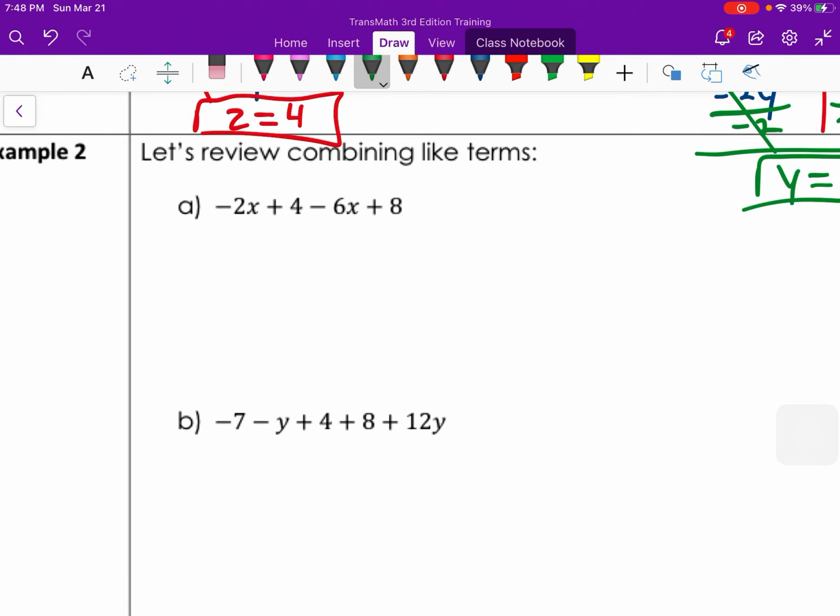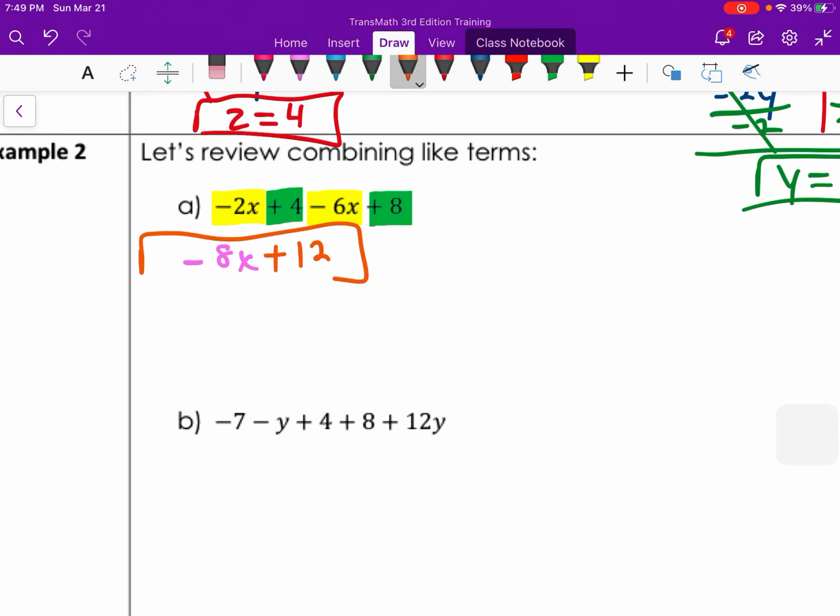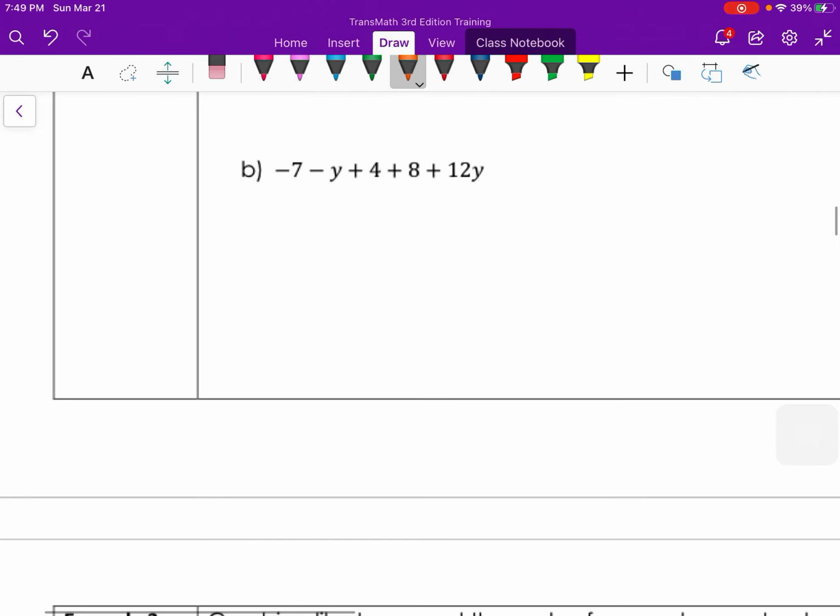Now let's review combining like terms in these expressions. So I see some like terms right here. So we have the same sign, so I know that when I add them together it'll be negative. And when we add our terms, it'll still have the x term. So -2x plus -6x is going to be -8x. And then I see some constants, which are like terms. It's a +4 plus a +8. Same sign, so that'll be a +12. That expression is now simplified.